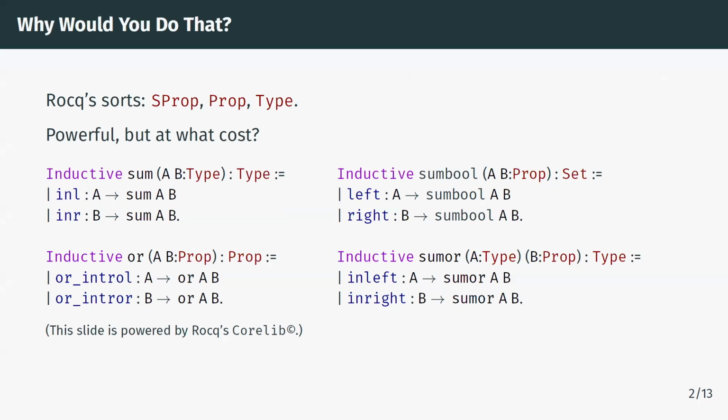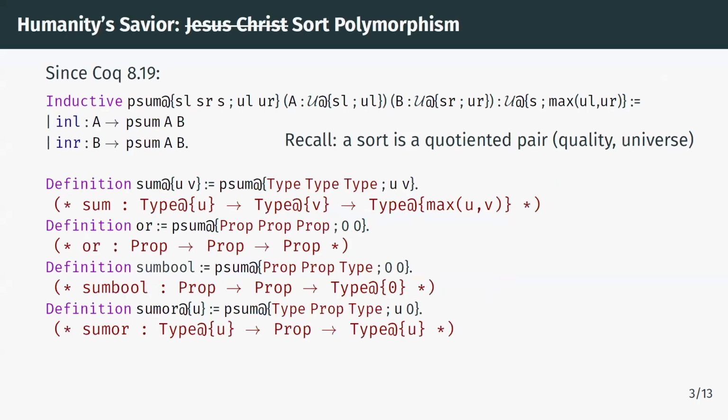But we have a savior, because since Coq 8.19, we can define a polymorphic sum type with this kind of prenex sort quantification. So here, I'm saying that we have three sorts: the sort of A, the sort of B, and the sort of the sum. And doing this, I can actually define only one inductive for the 27 combinations, and we can even instantiate them with the different things that are already in Rock's core library, right?